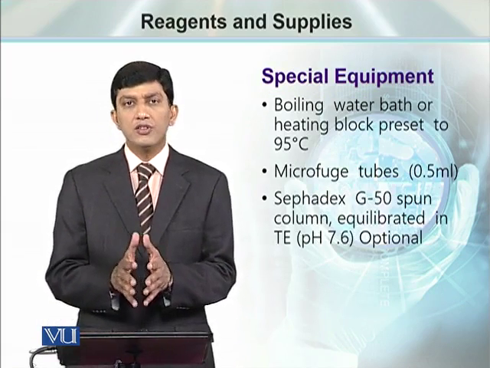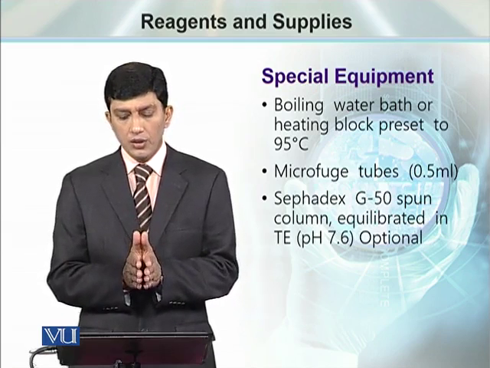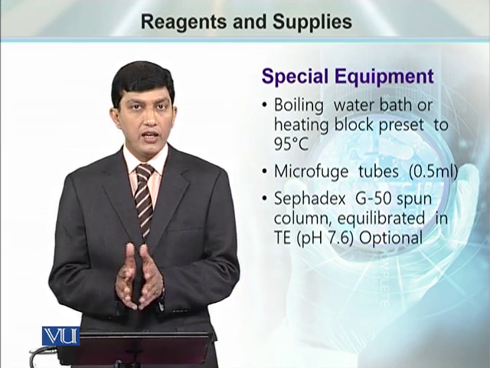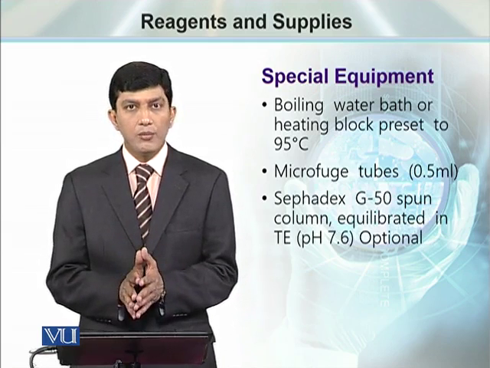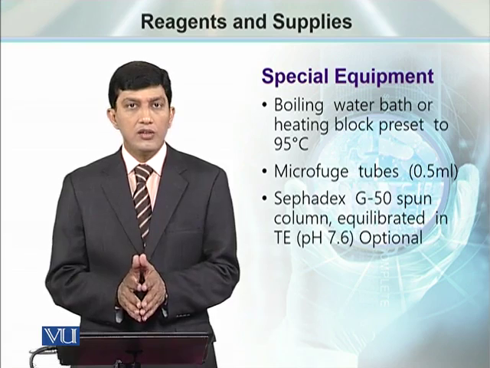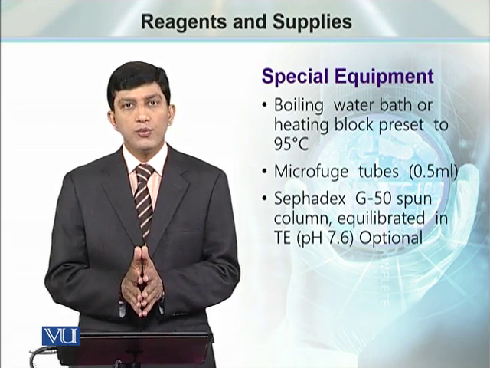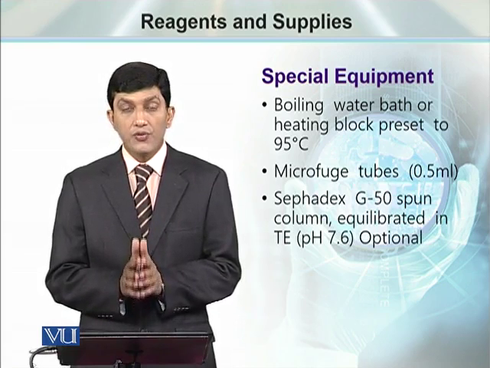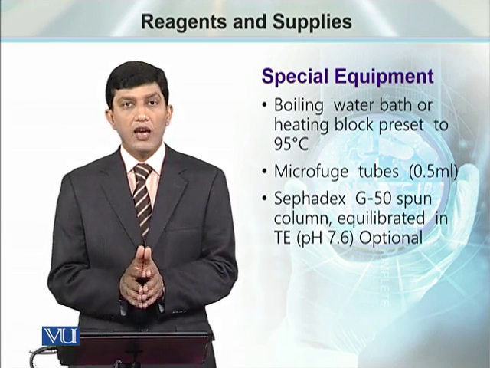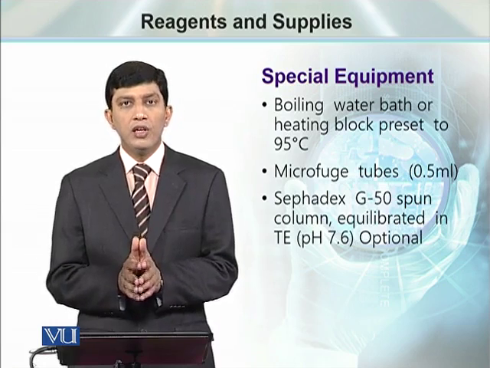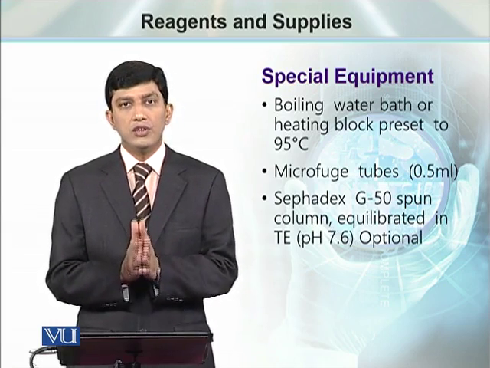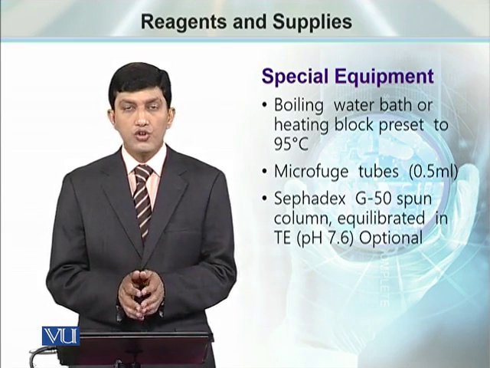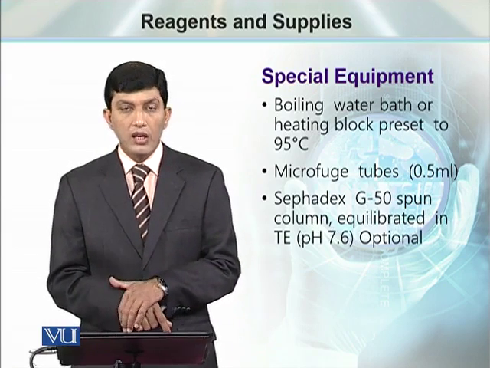Then for some incubation periods, we need a boiling water bath or a heating block at 95 degrees centigrade, whichever is available can be used. Then we need some plastic tube, the microfuge tubes, 0.5 milliliter, and Sephadex columns. If we have to purify the probe from unused radioactively labeled nucleotides, then we need these Sephadex columns which should be equilibrated with TE buffer.